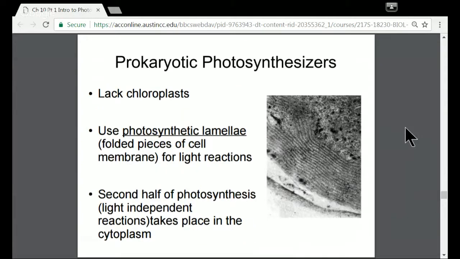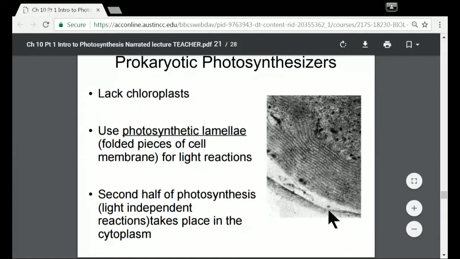All right, next we're going to discuss prokaryotic photosynthesizers. Now these prokaryotic cells lack chloroplasts. Remember, they don't have membrane-bound organelles, but they can still perform photosynthesis. So what they use for at least the light reactions, which we'll talk about, is something called the photosynthetic lamellae. And you can see it in this picture here.